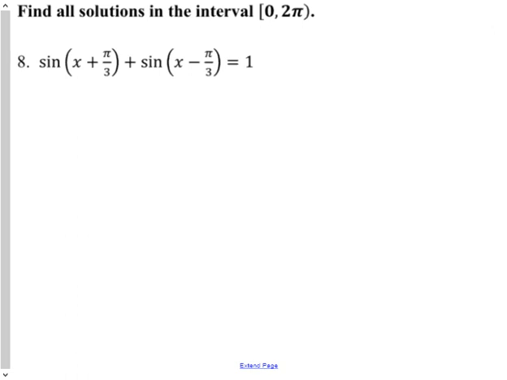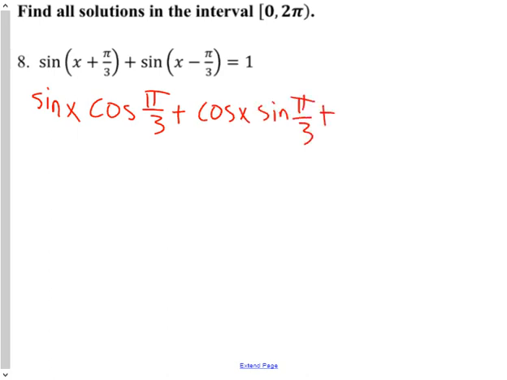Next, find all solutions in the interval 0 to 2 pi. Sine of x plus pi/3 plus sine of x minus pi/3 equals 1. So set it up. We're going to do sine of x cosine pi/3 plus cosine of x sine of pi/3, plus sine of x cosine pi/3, and we're going to space here. And now these keep the same sign when we switch: minus cosine of x sine of pi/3.